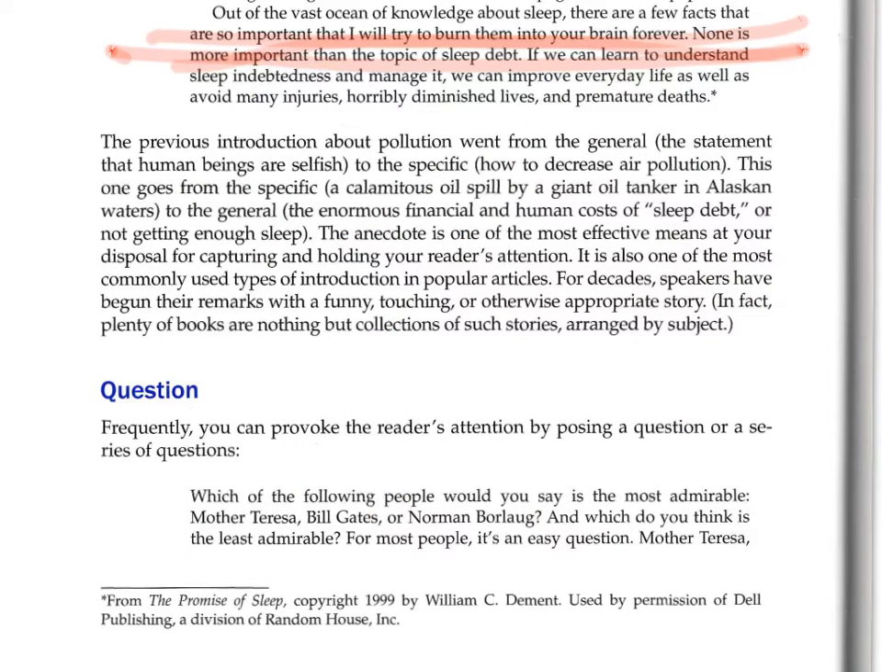Let me say that again, or let the text say it again, because I didn't say it very well. In this one, it goes from the specific, which is the big story about the Exxon Valdez tanker, to the more general, the costs of sleep debt and not getting enough sleep. And that's what happened. The captain of that ship just didn't get enough sleep, and he crashed his tanker. It caused incredible amounts of damage.